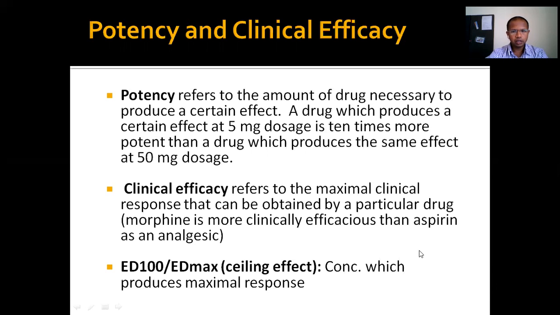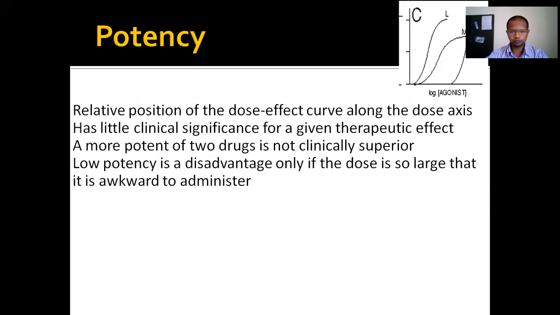So clinical efficacy refers to the maximum clinical response that can be obtained. Then we have the other point, ED100 or ED max, that is the ceiling effect, the concentration at which we get a maximum response. We said that paracetamol at 500 milligram may produce the same effect as paracetamol at 1000 milligram, so there is no difference in the response. That means the tissue has reached the ceiling effect, beyond which a rise in the drug concentration will not change the response.